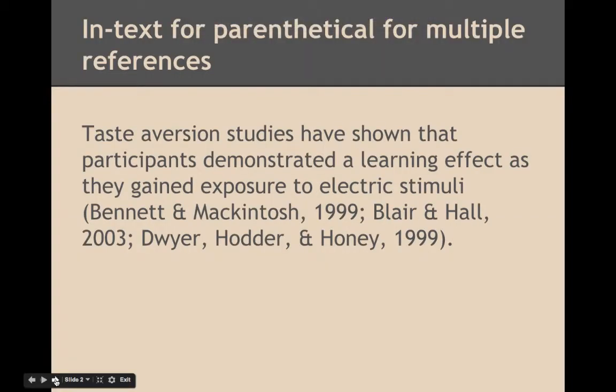In this particular slide, I'm showing you what to do if you have more than one reference to support a point you want to make in your paper. And this could happen very likely in your introduction or your review of the literature. So in this case, we're talking about several studies that came up with the same type of finding. So here are the three references: Bennett and McIntosh, Blair and Hall, Dwyer, Hoder, and Honey. Notice semicolons separate all three.